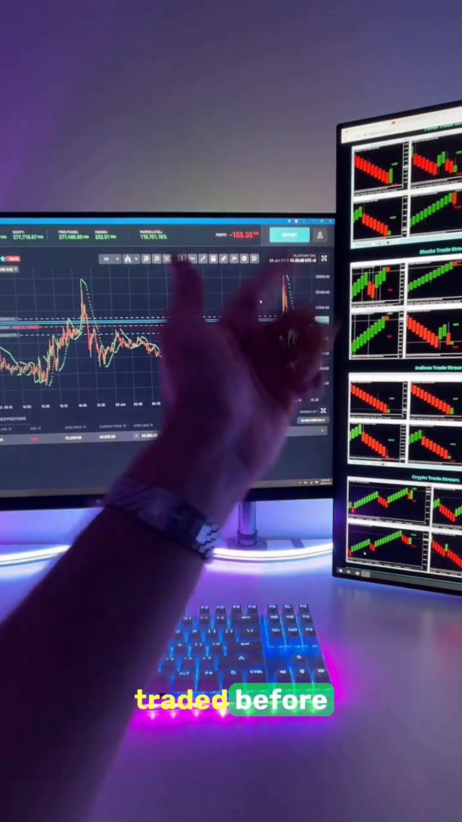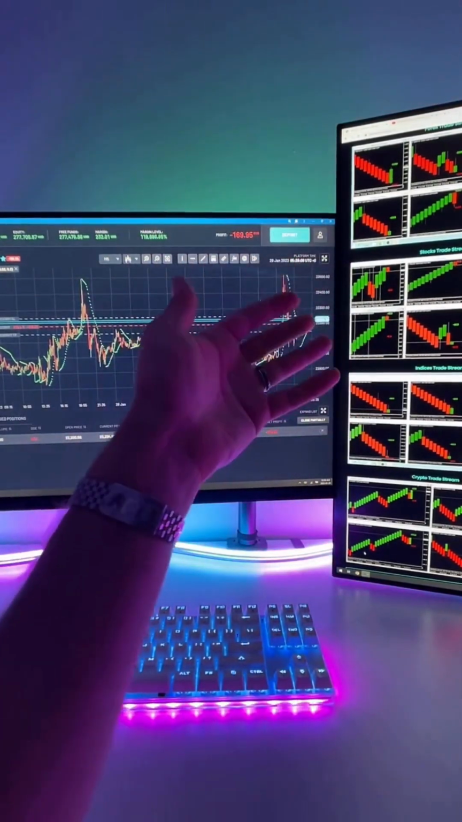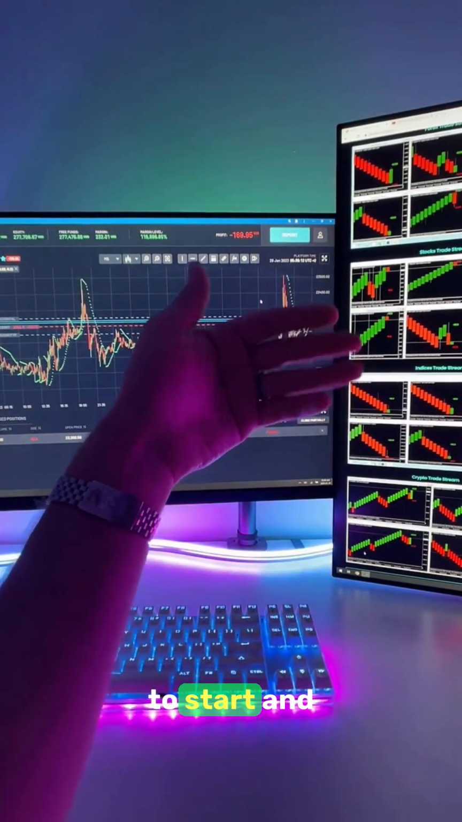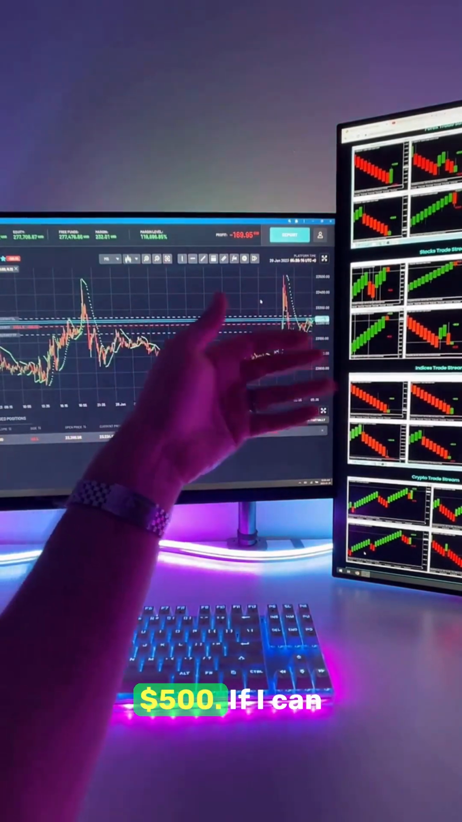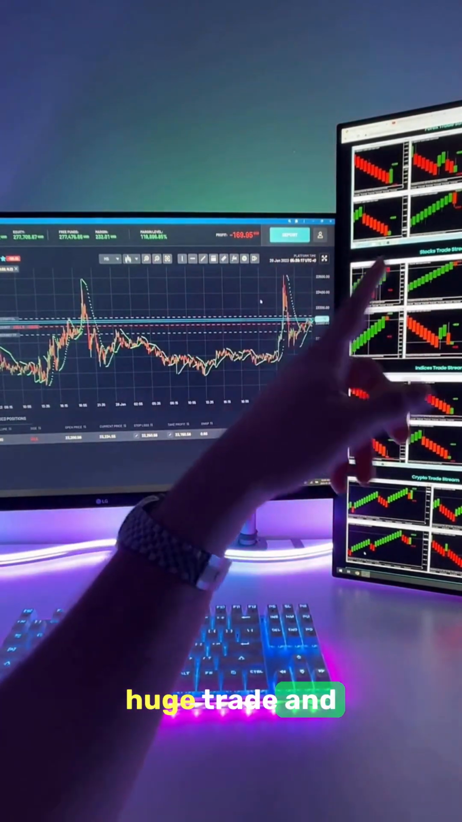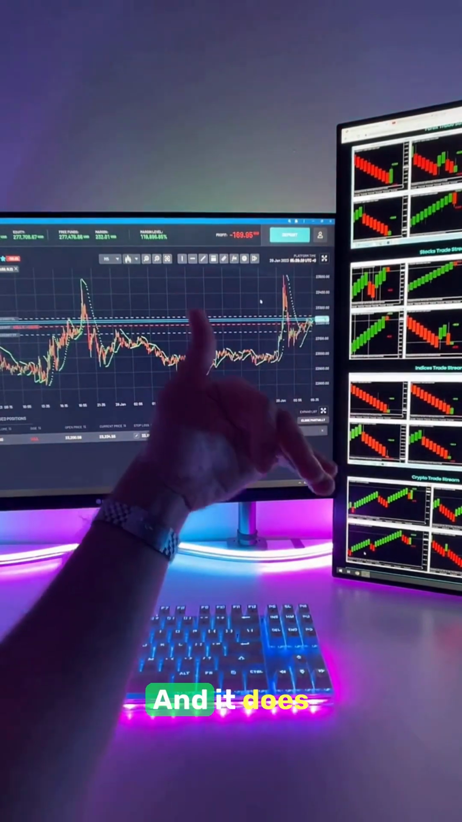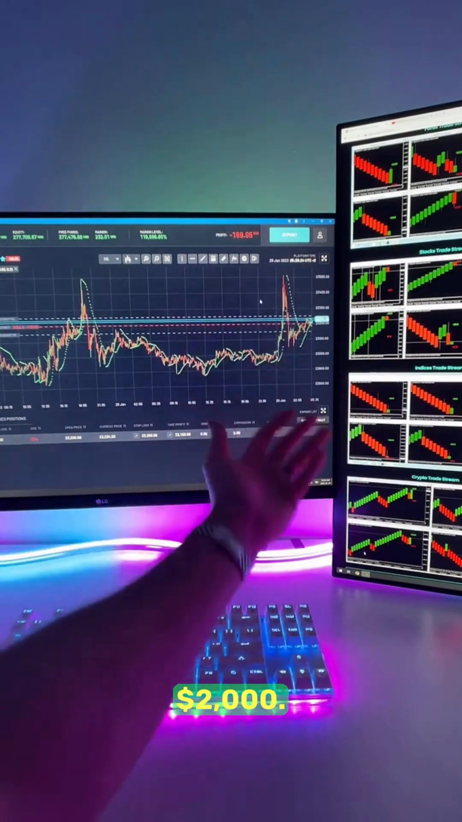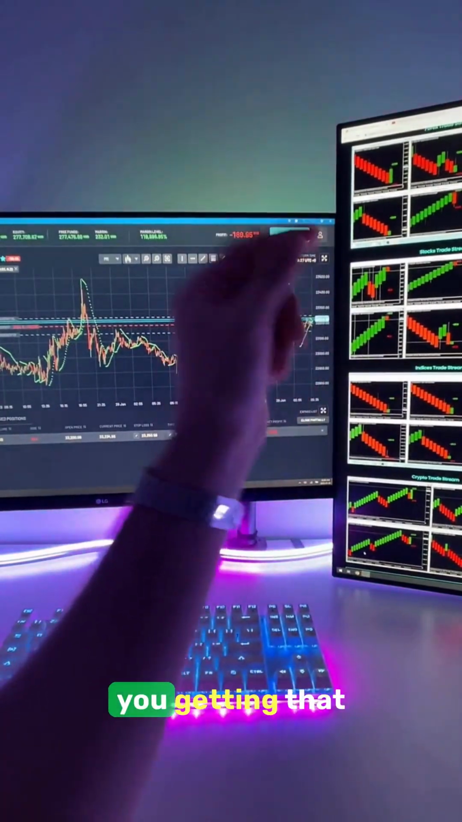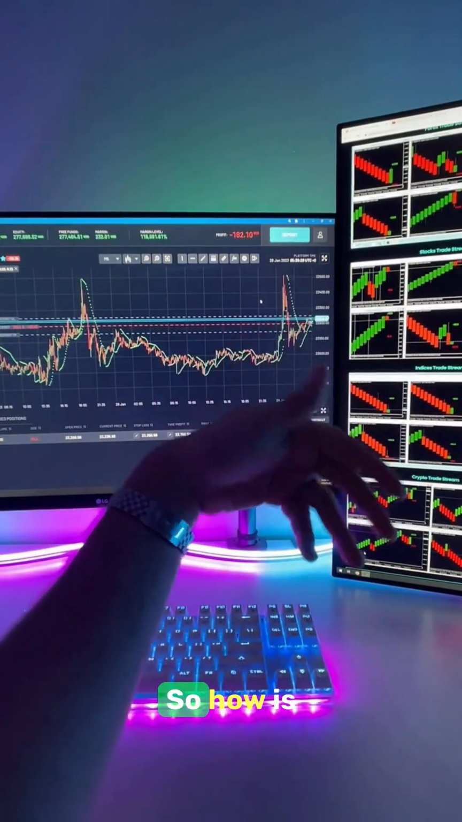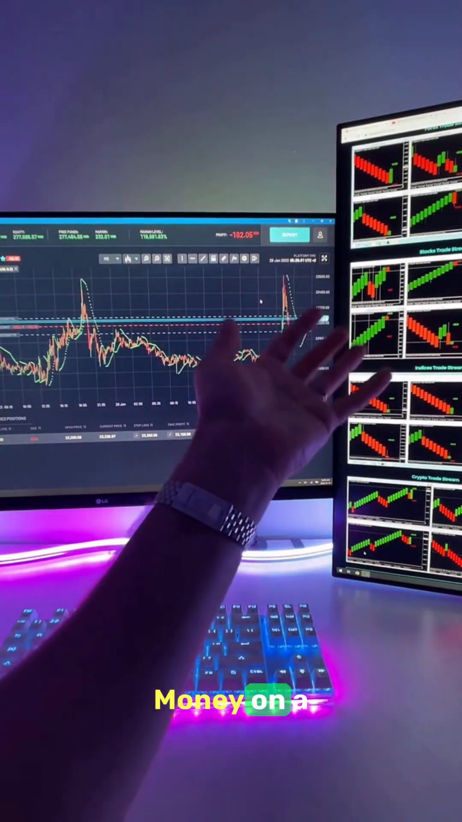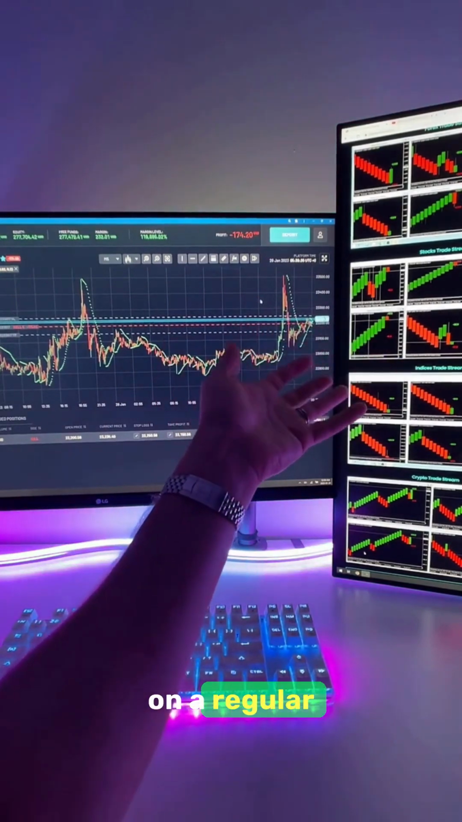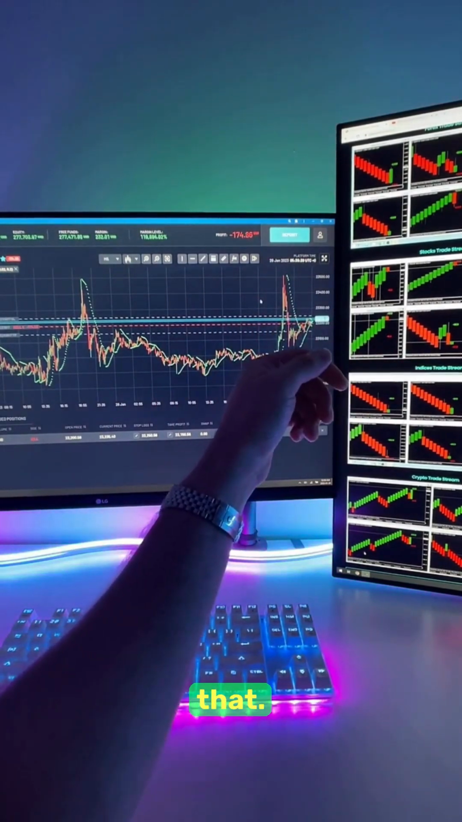And anyone who's traded before knows it's very normal for a lot of new traders to start and just say, okay, $500. If I can just do a huge trade and get that one nice entry, and it does one of these moves, there we go, I turn my 500 into like $2,000. But here's the thing, the chances of you getting that are very, very low. So how is it that I'm able to make money on a regular basis when most traders end up losing money on a regular basis? Why is that? Let's go through that.